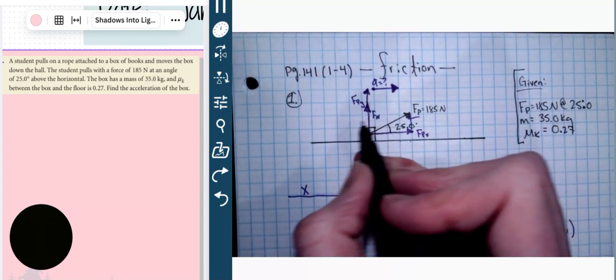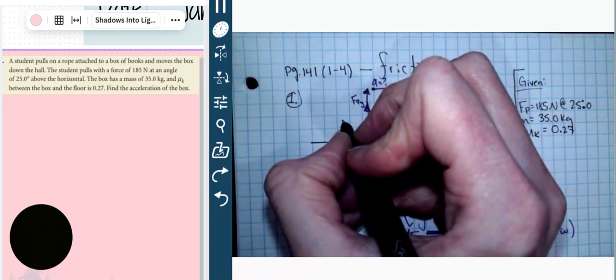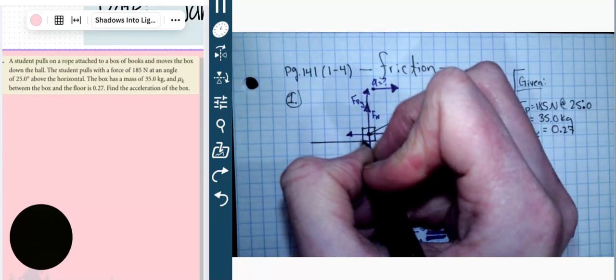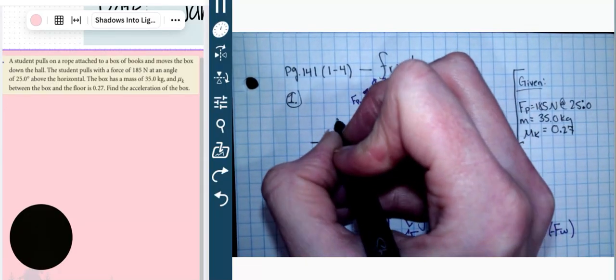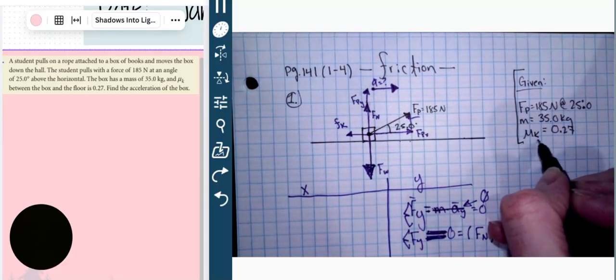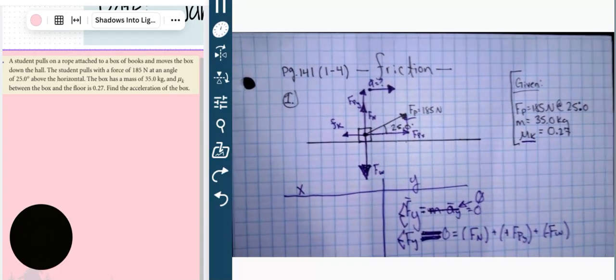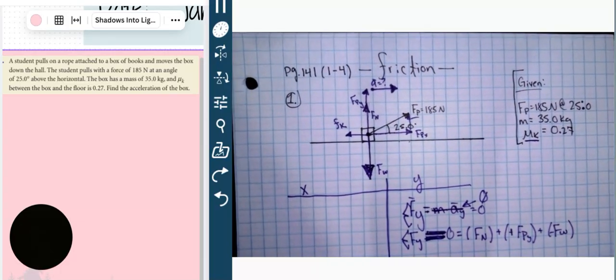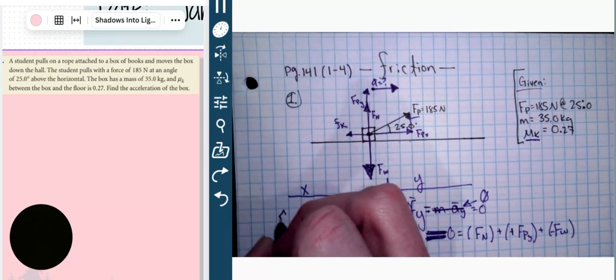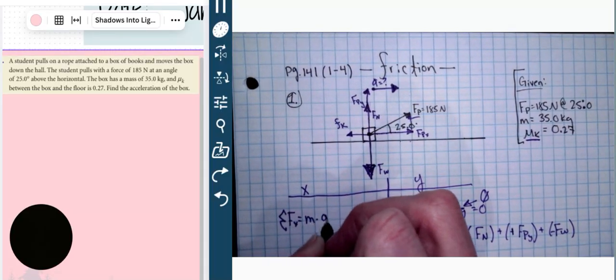Because I actually didn't finish my x values, because anytime you have two surfaces interacting and they're moving, there's always going to be a friction force opposing the motion. And they said it's moving, and they also gave another clue that it's moving when they told you that that was your mu k. Okay, so I sum my forces in the x, and set it equal to the mass times the acceleration in the x.